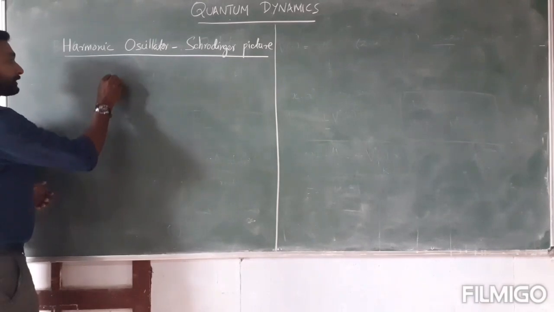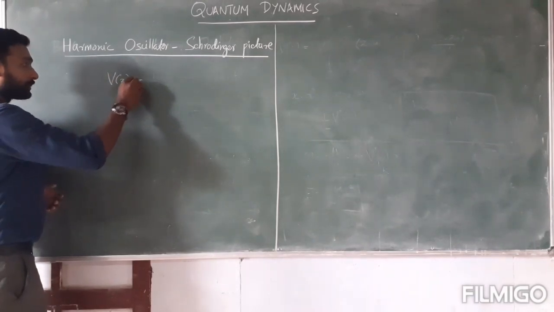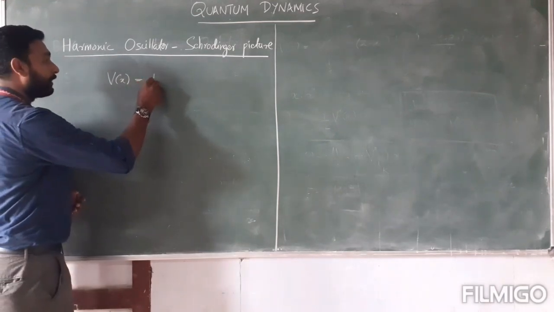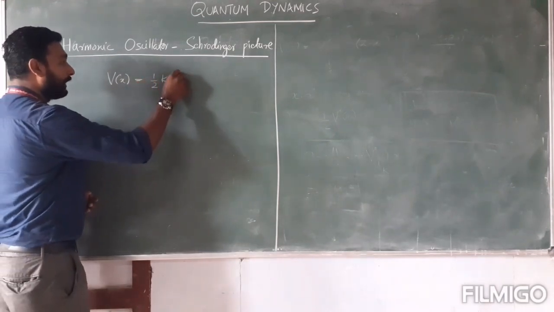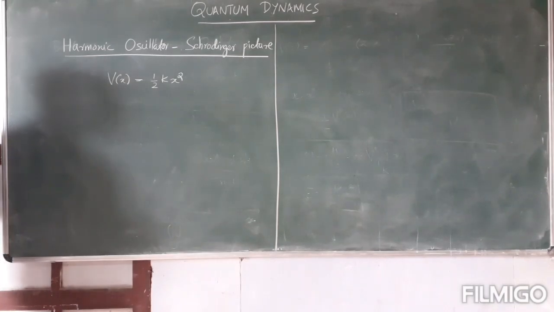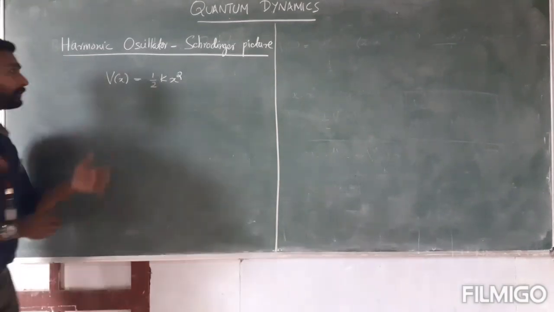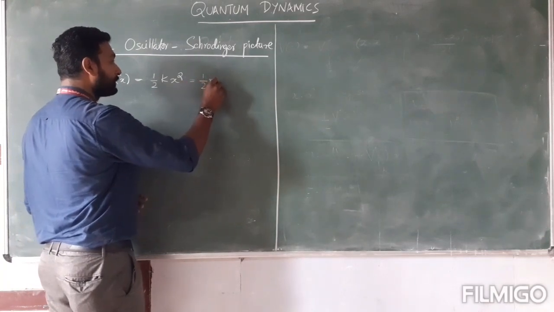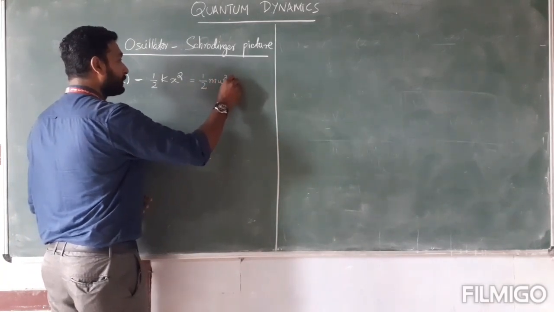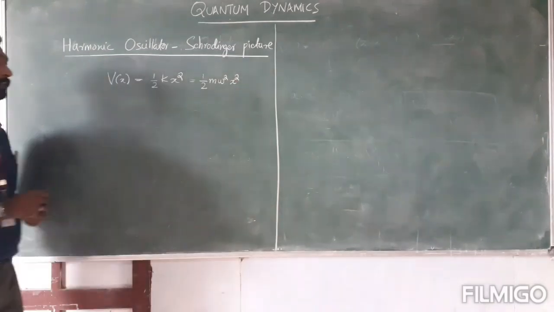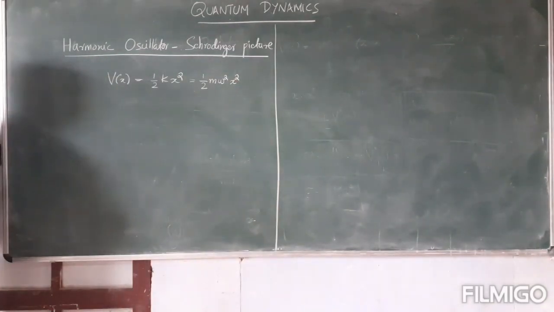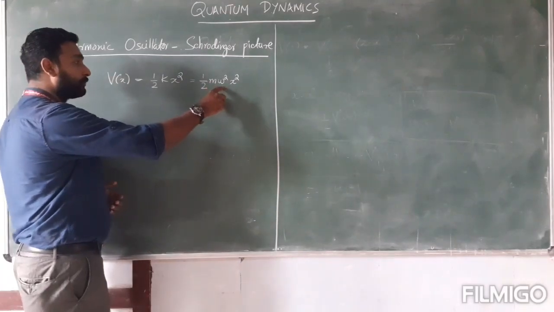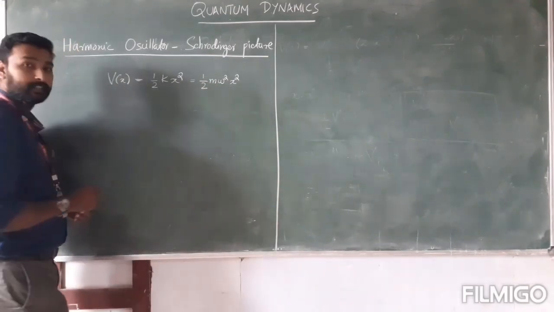potential is described as, for a one-dimensional harmonic oscillator, V of x. I can write as half k x square, where k is called the force constant. It is possible that we can write the same equation in another form as half m omega square x square. So we have defined new terms omega and m, and we can identify m as mass and omega as angular frequency. So k can be written as m omega square.